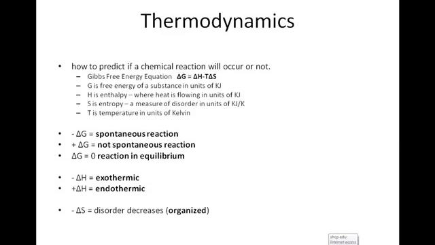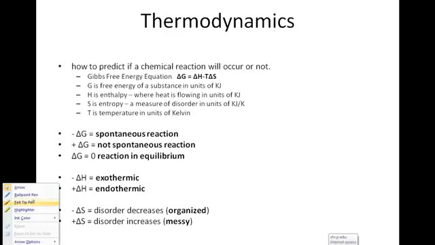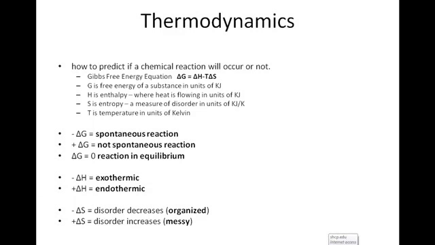Now let's talk about delta S. Delta S is a term we use called entropy. If you have a negative delta S, that means you have an organized reaction, as opposed to a positive delta S, which means you have a messy reaction. Now, the natural state of all things, of all reactions, is it usually starts out being organized and then it becomes messy.